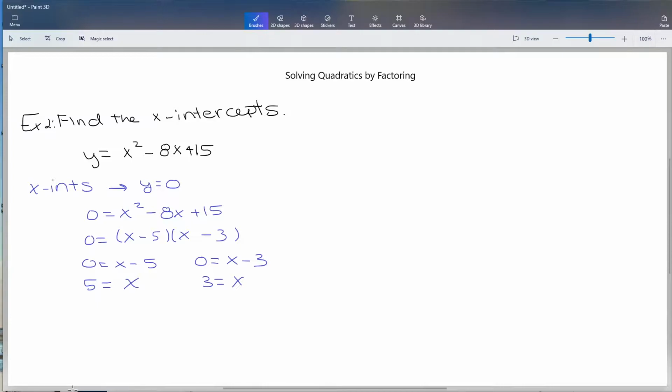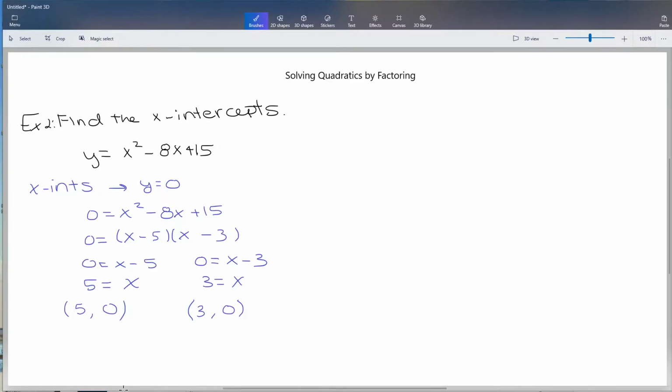Now remember, when we're talking about intercepts, these are ordered xy pairs. So for this first one, my x-coordinate is 5, and my y-coordinate is 0. Remember, that's true for both of these. We let y be equal to 0 to start. So for my second x-intercept, I have x equals 3, and again, my y-coordinate is 0.